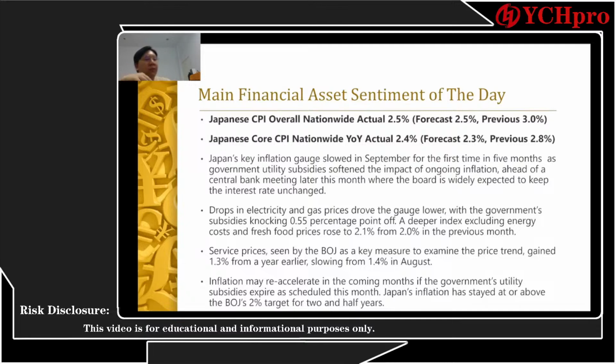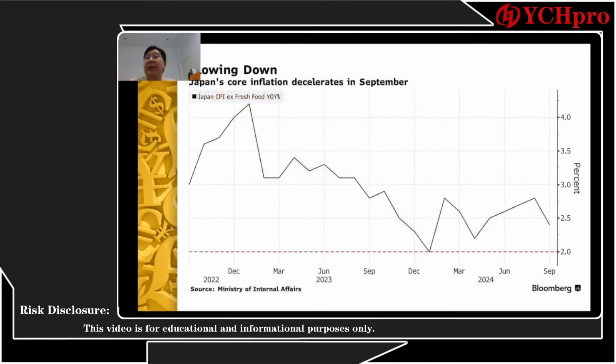And inflation has the potential to re-accelerate in the coming months if the government's utility subsidy expires as scheduled this month, as Japan's inflation has stayed above the 2% BOJ target for the last 2.5 years. As you guys could see, Japan's inflation has been slowing down, moving down even lower and lower, guys.